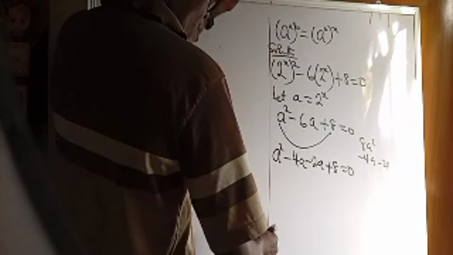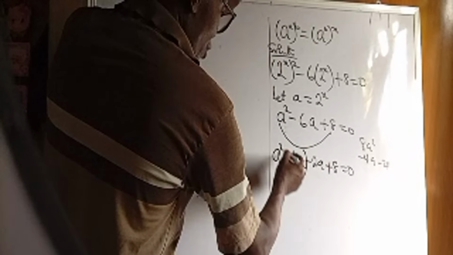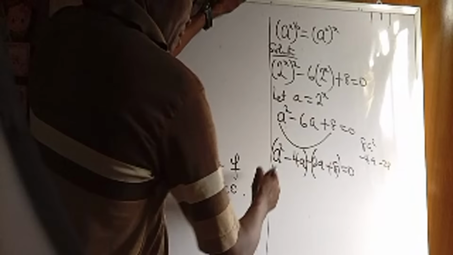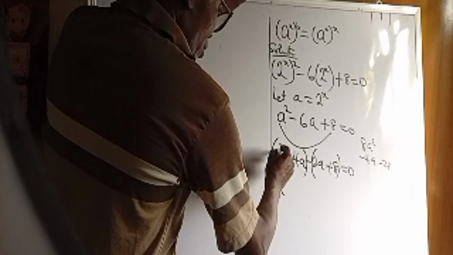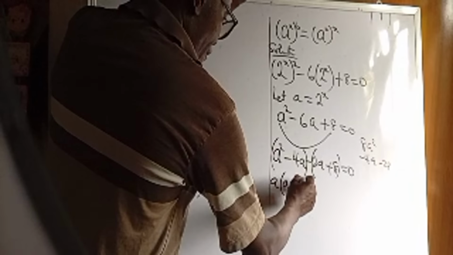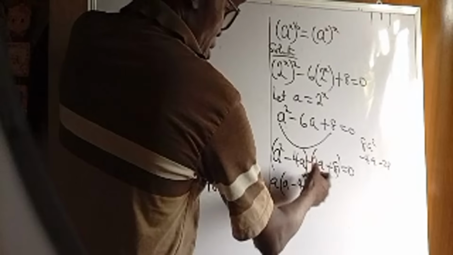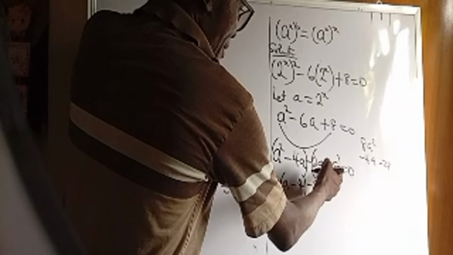Good. So now you can bring these two, you can pair them like this. Yes, you can do it like that. So what is common there? A into a minus what is left here? 4. Then minus what is common to this? 2 into a. Then dividing 8 by minus 2, you have minus 4 is equal to 0.